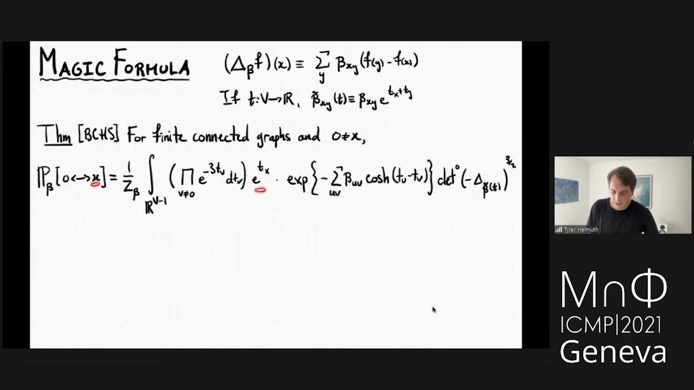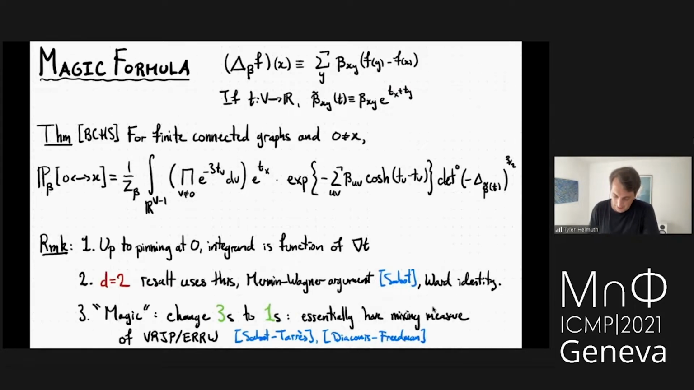The x appears here in a factor e to the t_x, and then you have some sort of statistical mechanical density. So there's a cosh term saying that the t's stay close together along nearest neighbors. And then there's the complicated term, which is the determinant of this tilted beta Laplacian raised to the power 3/2. And the 0 here just means delete a row and a column, so that this is non-zero. Okay, so this formula is not so easy to parse immediately. It's kind of remarkable that there is a formula.